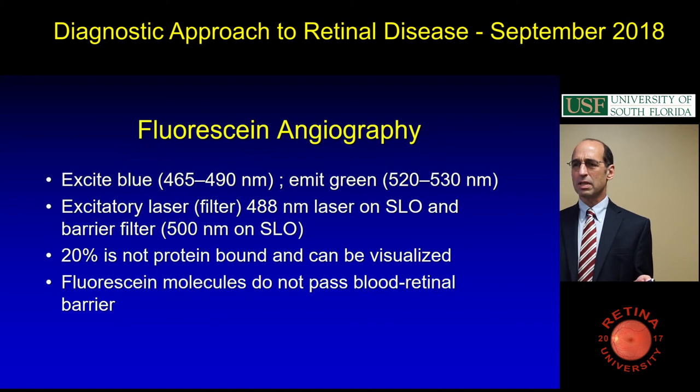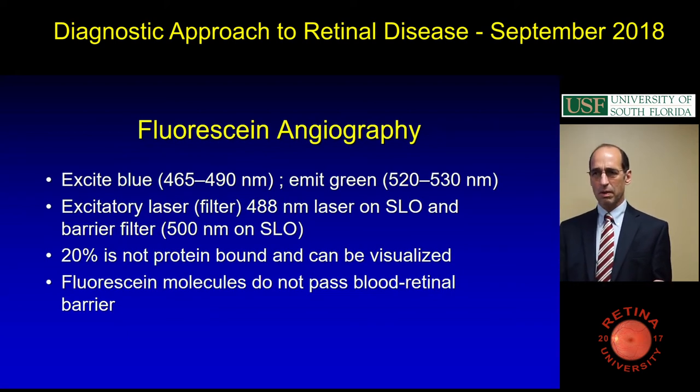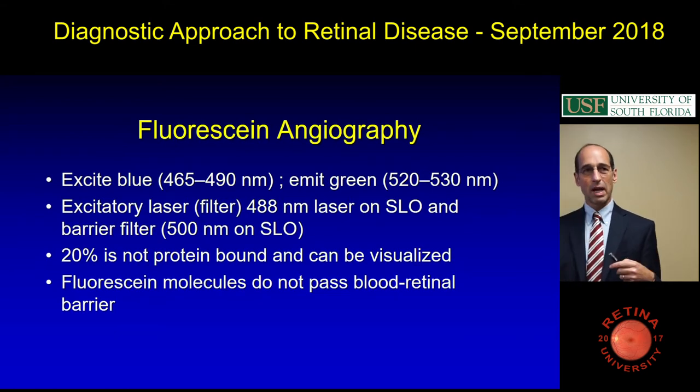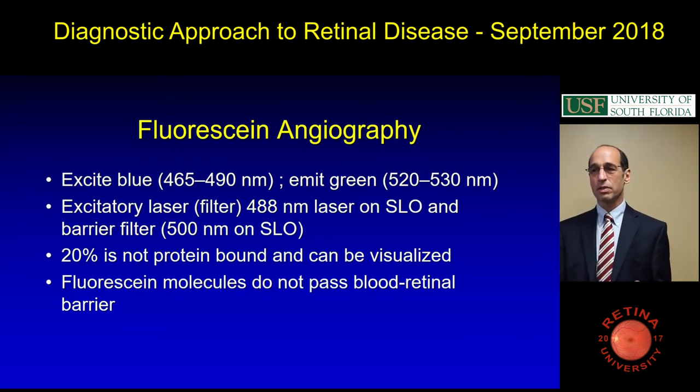Yeah, 20% is not protein bound. That might be a typo. Maybe 20% is protein bound. No, it says unbound in the book. 20% is not? Okay. So that's what you're seeing. The protein bound stuff you're not seeing. The 20% is what you're seeing in the fluorescein. And that's what leaks. So the protein bound stuff doesn't leak so much. The free stuff leaks like crazy.